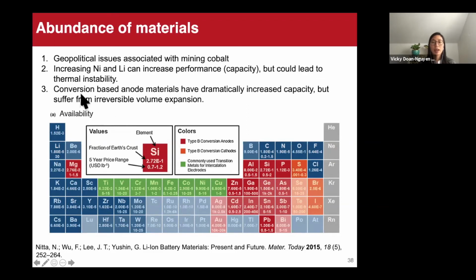And you can see here that we're not really focusing on conversion based anode materials, as we'll be focusing on cathode materials, but I should mention that silicon has been looked at and commercialized for increasing capacity. One of the things that we have to consider, of course, is that unlike graphite, using silicon there's irreversible volume expansion and contraction, so nanostructuring is one of the ways to go, but there's a lot to do there for improving that type of technology.